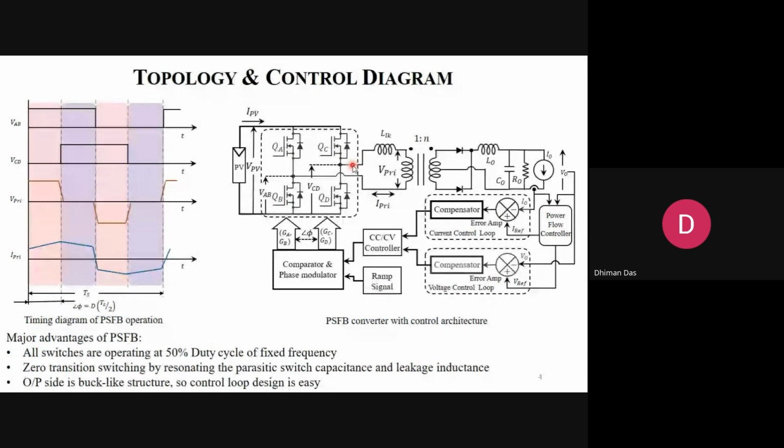Now, yesterday we saw that each MOSFET is not an ideal MOSFET. There is some body capacitance or output capacitance. So that output capacitance can be charged by this leakage inductor current. Now, when the output capacitance is going to charge through the leakage inductance during dead time, the diode is going to conduct.